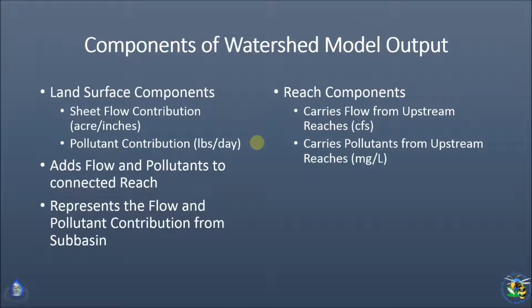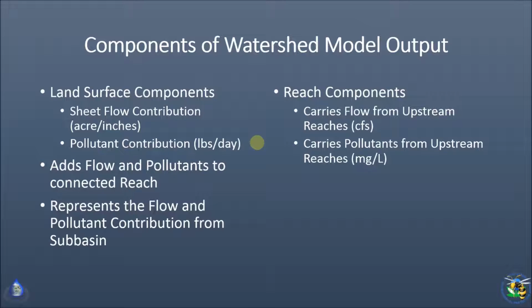First is land surface components, which basically is made up of sheet flow. So just imagine this is water flowing across the land surface coming directly into a river network. We call this sheet flow, and in the watershed models it's typically in acre-inches per day. There's also a pollutant contribution that comes directly into the river network, and that's in pounds per day. This sheet flow and pollutant load adds flow and pollutants to the connected reach, or the stream network that's actually within that watershed. And this represents both the flow and pollutant contribution from the individual subbasins.